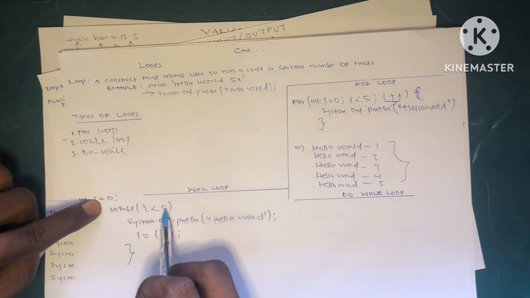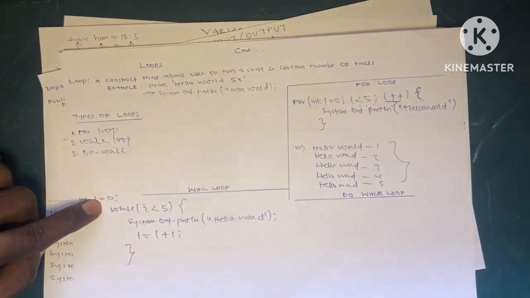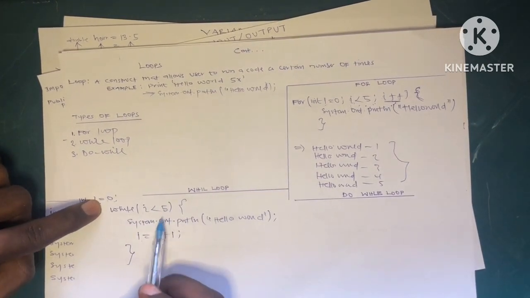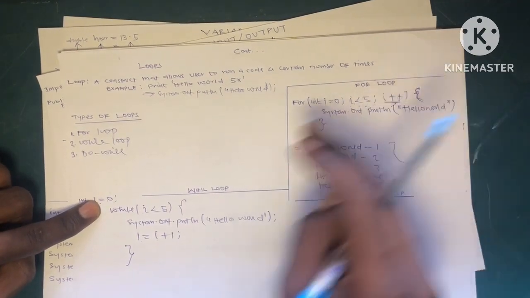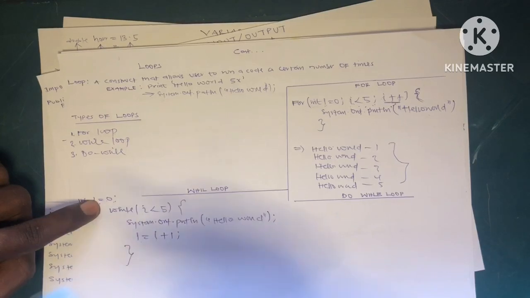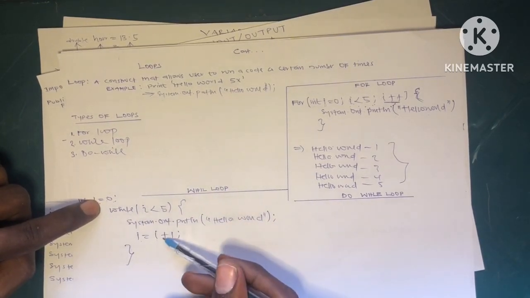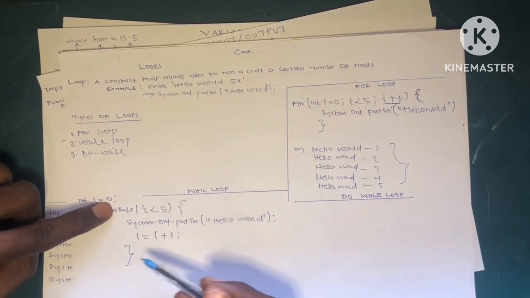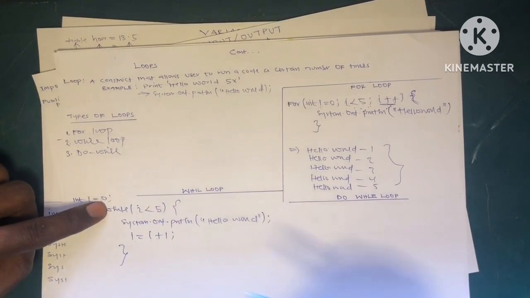Now it will come back again. Then ask, is 1 less than 5? You understand? It's just like this. I think this one is simpler, right? Then it will do it again. It will print hello world and add 1. Then I will be 2. Then it will print hello world. That's how it continues.